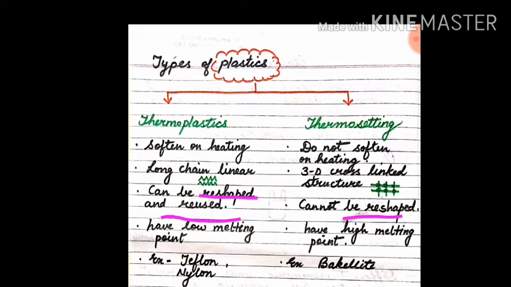Thermoplastics have a low melting point, so they can be melted. And thermosetting plastics have a high melting point. Examples of thermoplastics are Teflon and nylon. And an example of thermosetting plastics is bakelite.